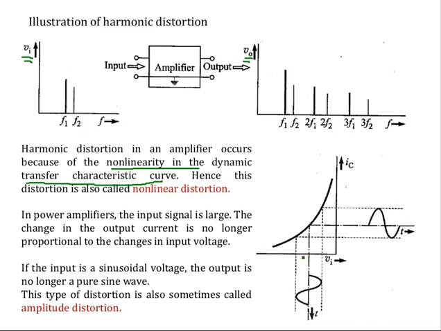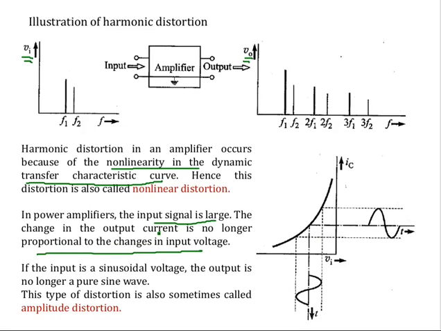What is the dynamic transfer characteristic? It is the plot between Vi and IC. Suppose it is non-linear. You see the input voltage is here. The output may not be exactly reproduced because of the non-linearity. Okay. So in power amplifiers, the input signal is large. The change in the output current is no longer proportional to the changes in input voltage.